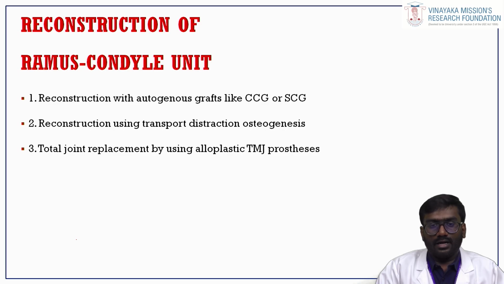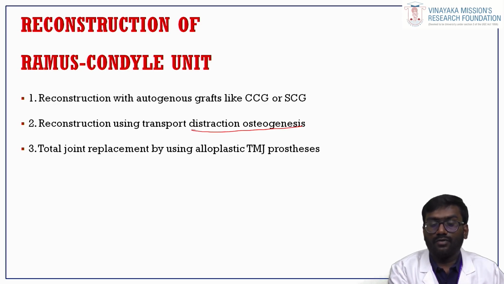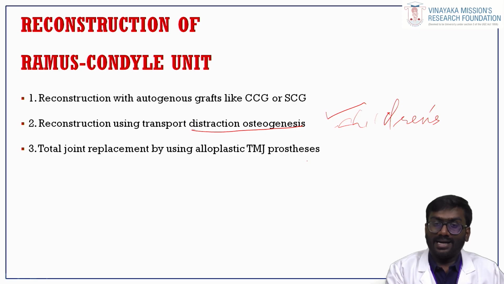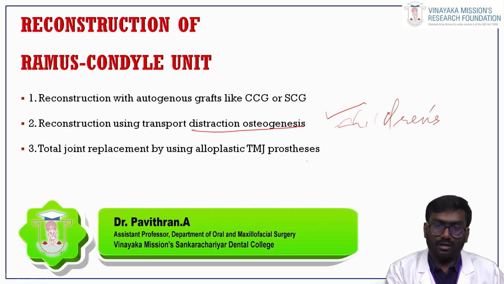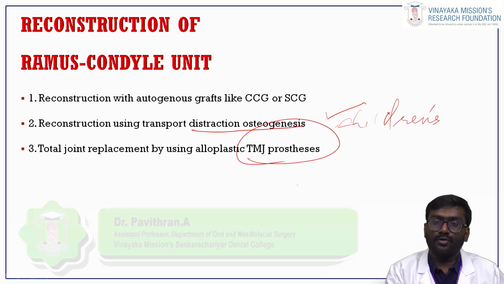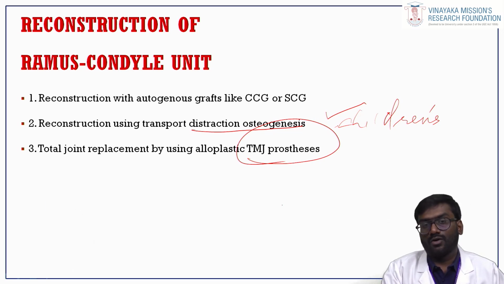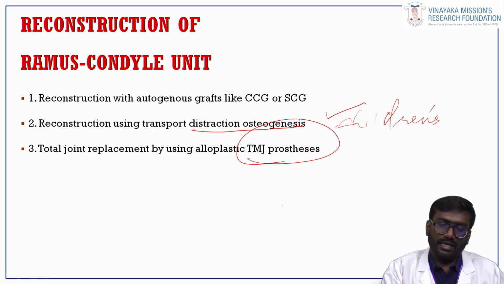The ramus condyle unit in a pediatric patient, as I told, can be reconstructed with something called a costochondral graft or sternoclavicular graft, or you can also use distraction osteogenesis, which is widely preferred nowadays in children, whereas in an adult you cannot aim for distraction or a costochondral graft. You have to go for a temporomandibular joint prosthesis. Nowadays you would have heard about knee replacement, hip replacement, all artificial joints. Similarly for the temporomandibular joint, TMJ joints are commercially available, or can be custom made for the patient, and you attach it and give a new joint. So these are the three options available to reconstruct the ramus condyle unit.